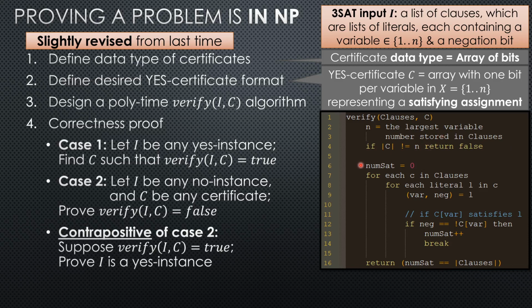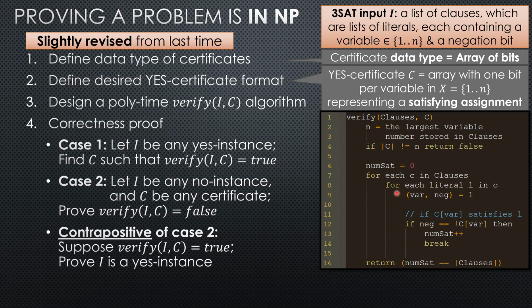So now at this point in the code, from line 6 on, I know that I have an array with 1 bit per variable. That is, by definition, an assignment. But I don't know if it's a satisfying assignment, right? So I need to check that. numsat is going to be the number of clauses that I've proved are satisfied so far. I'm going to iterate over all the clauses and check if this clause is satisfied.